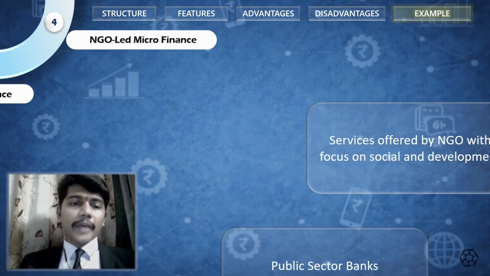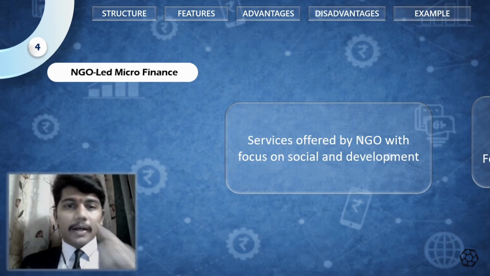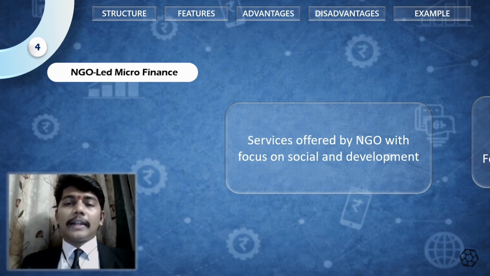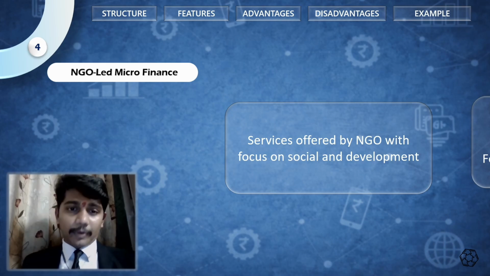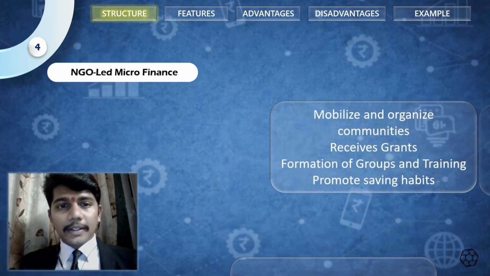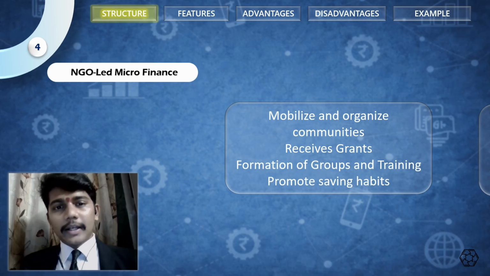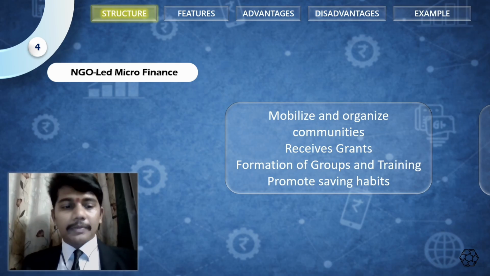Moving to NGO-led microfinance. This NGO promotes self-help groups. Then it provides training and sometimes lends money and connects self-help groups to the banks. So their major focus is on social development and not just profit. Then if you see the structure here, it's an NGO. They provide financial literacy. They are linking self-help groups. They link their groups with the banks, and they continue monitoring.